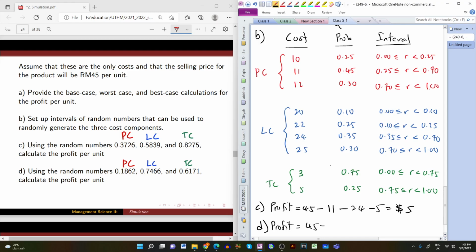For D, part cost 0.18 is somewhere here, you choose this one. Labor cost 0.74 is somewhere here, you choose this one. And 0.61 is somewhere here.